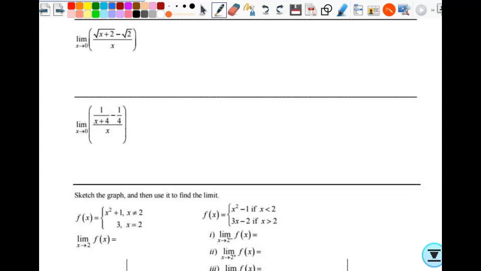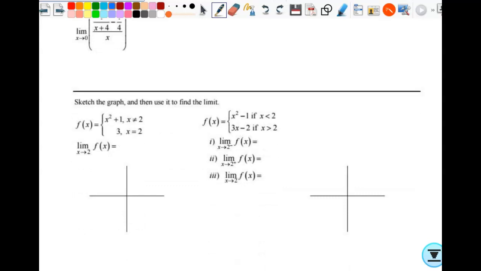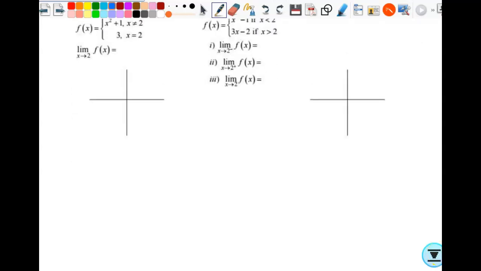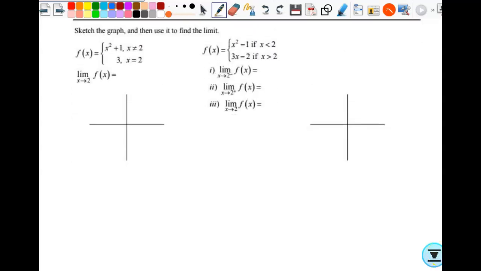All right, so let's look at these piecewise functions. Now it does say sketch the graph, but we're not going to sketch the graph first. We're going to talk through the limits algebraically first so that you can see how this works. We have this function, and this function exists for all x's less than 2. This function exists for all x's greater than 2. So if I am going to find the limit as x approaches 2 from the left, which of those two functions would I be using to get there?